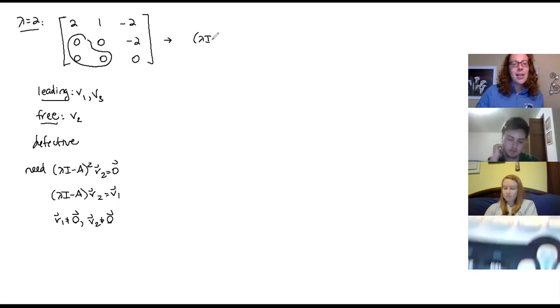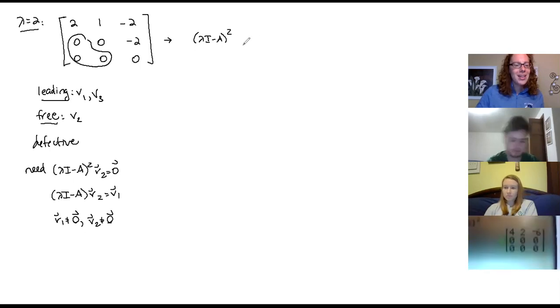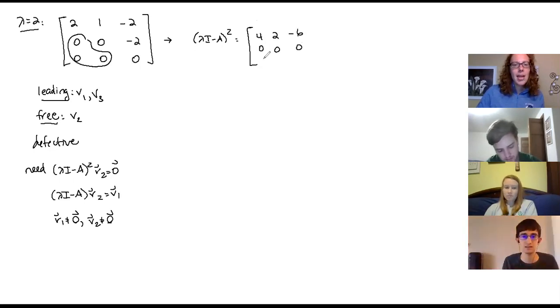If I have lambda I minus A, you can read it off. Oh, wait, we've got it. Okay. Lambda I minus A squared is 4, 2, -6, and then a whole bunch of zeros. So that's going to be my lambda I minus A squared: 4, 2, -6, and then a whole bunch of zeros.